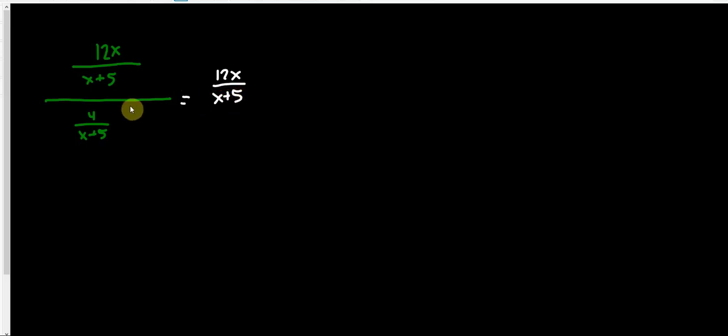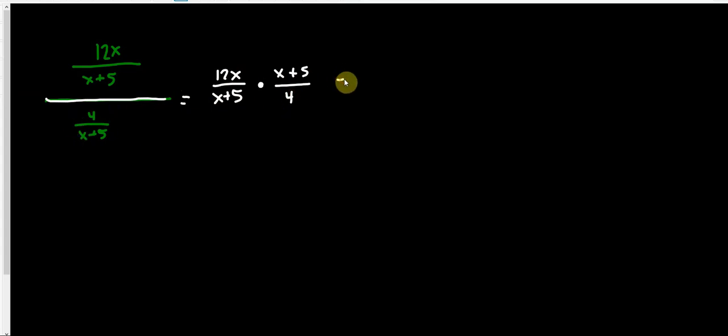What if I did one like this? 12x over x plus 5, big fraction bar, 4 over x plus 5. Well, that's just a fraction, big fraction bar, fraction. That's kind of today's main point. We already know how to handle that. We're going to take the first fraction, and we're going to treat it like a division. And so how do we do divisions? We turn this division into a multiplication and flip the second one. x plus 5 over 4. So I flipped the second one.